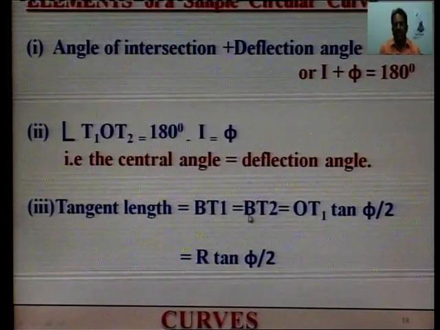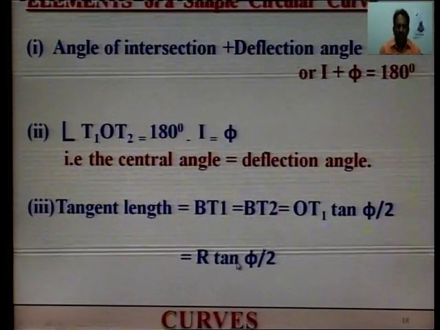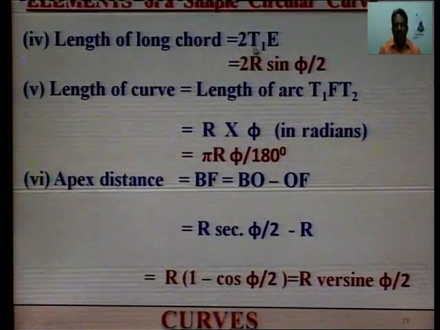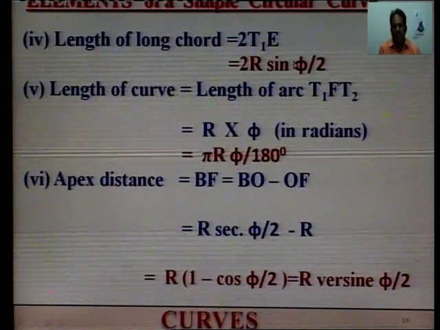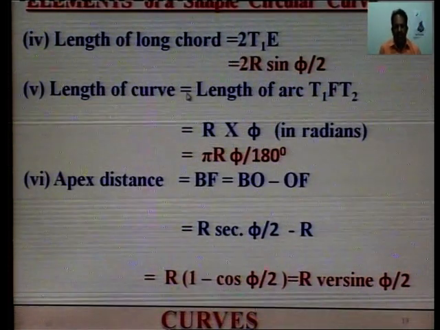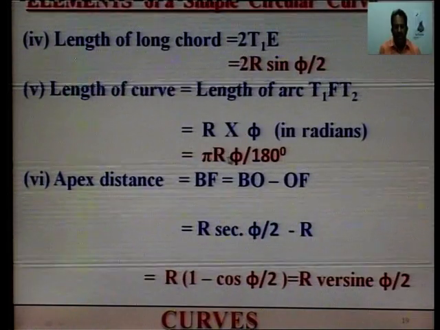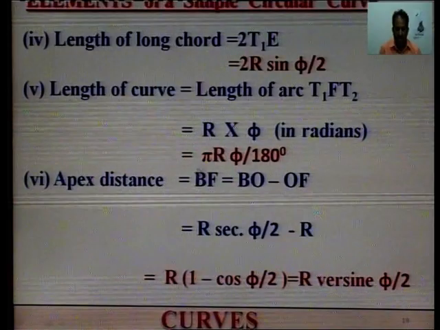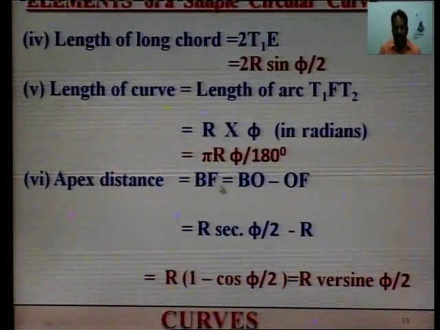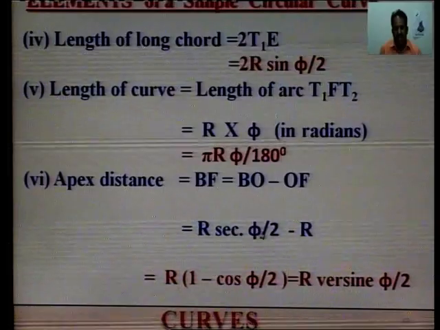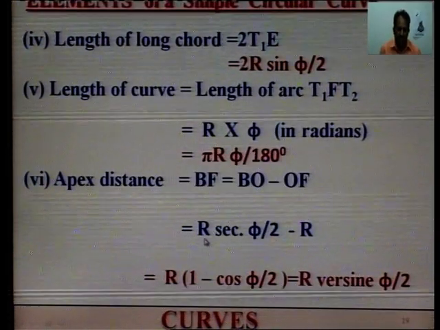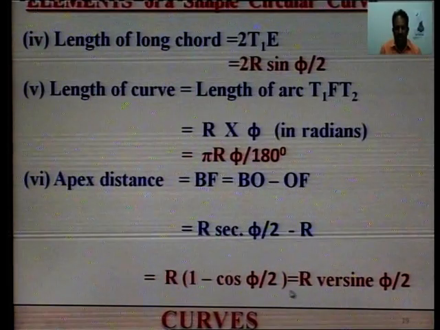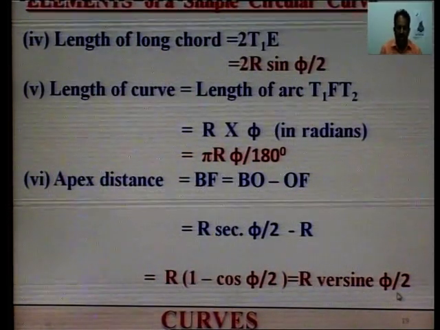Tangent length BT1 is equal to BT2, which is equal to R tan phi by 2. Length of long chord is given by the formula 2R sin phi by 2. Length of curve is given by the formula pi R phi over 180 degrees, where R is the radius of the curve. The apex distance BF is equal to R sec phi by 2 minus R, and finally, it is equal to R (1 over cos phi by 2 minus 1).